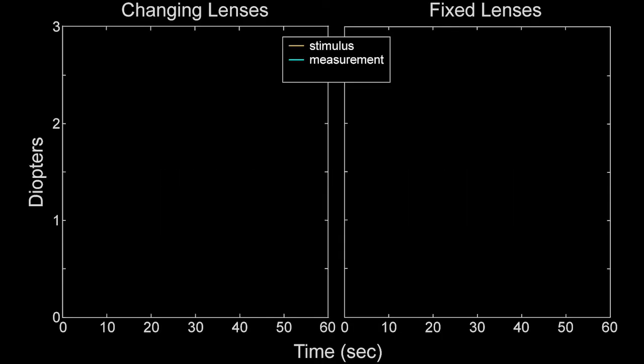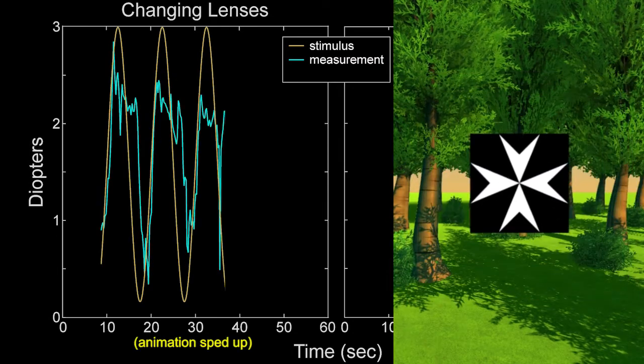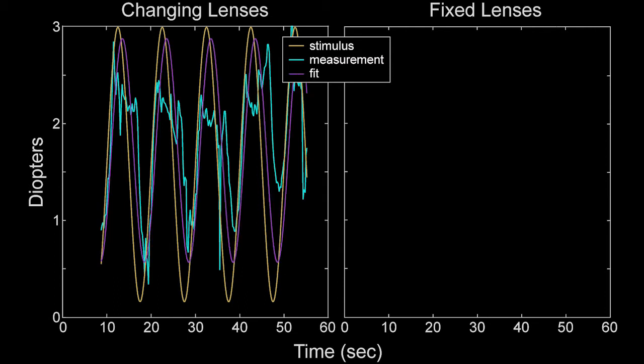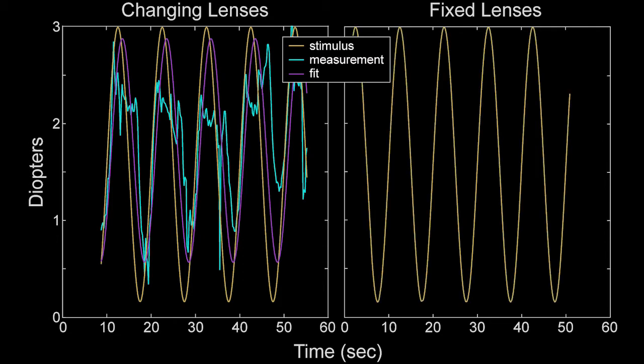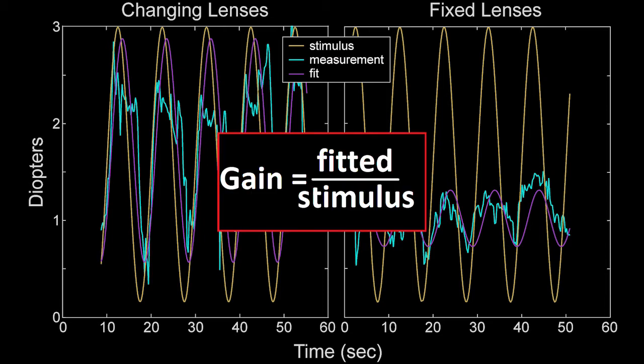On the left, we can see a data recording from the changing lens condition. The brown-colored trace is the stimulus in time as it came nearer and went farther. The cyan color trace is the accommodation measurement. We fit the sinusoid wave to the accommodation data, shown in purple. In this case, the fitted sinusoid closely matches the stimulus. The right panel shows a case in which accommodation did not match the stimulus well. This is the fixed lens condition for the same subject. The ratio of the fitted sinusoid to the stimulus sinusoid is the gain of accommodation.